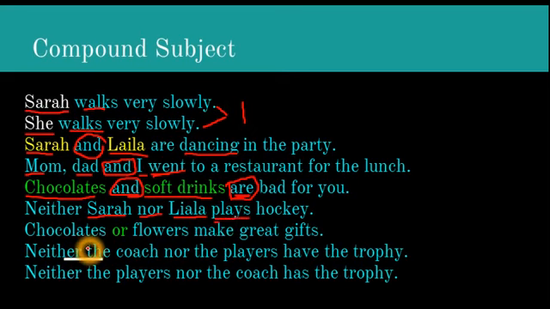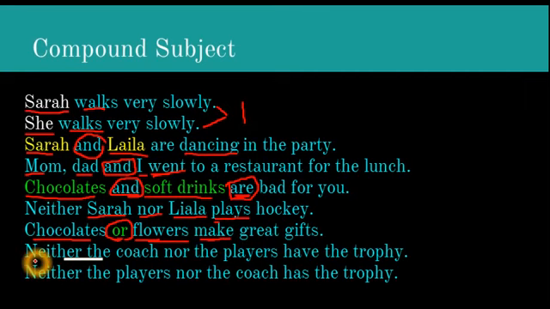When two or more plural subjects are joined by or or nor, use a plural verb. For example, in this sentence, chocolates or flowers make great gifts. Chocolates is a plural subject, and flowers is a plural subject, and we are connecting them with or, so we will use the plural verb, make.